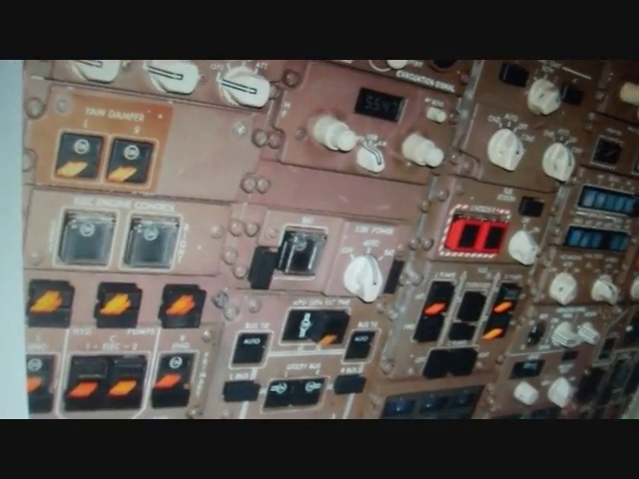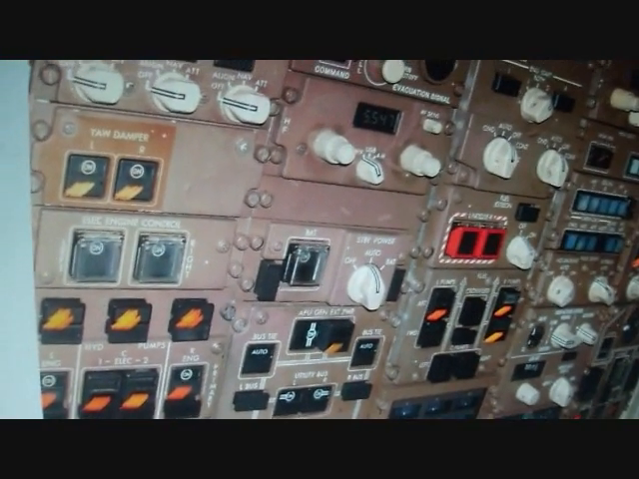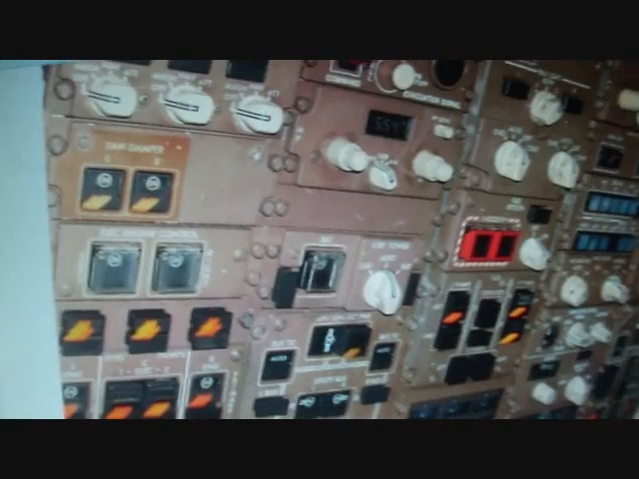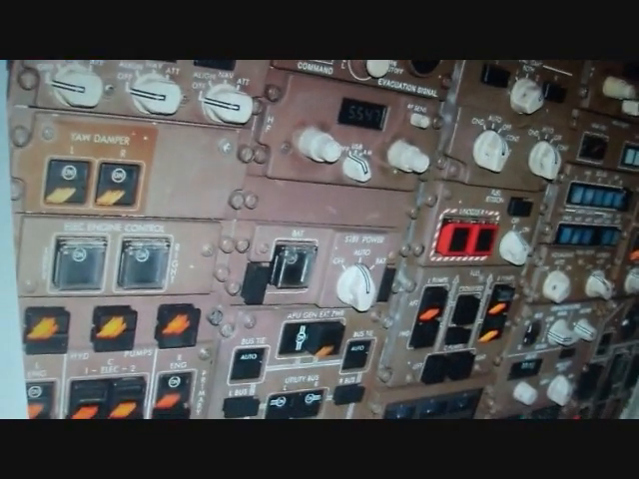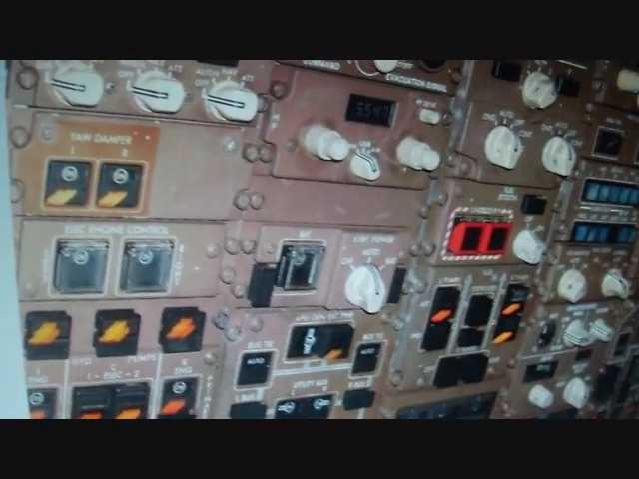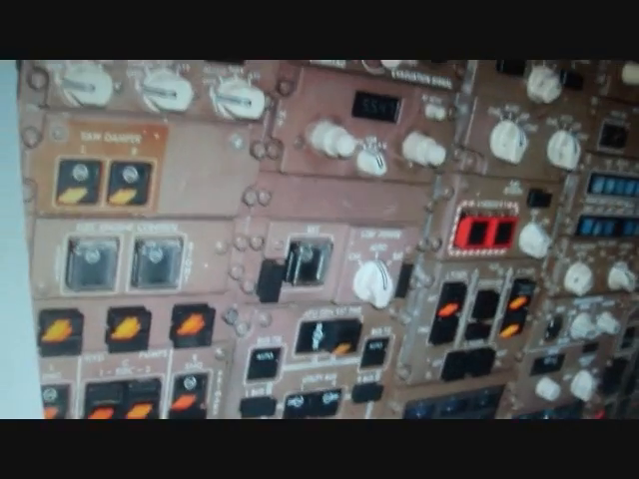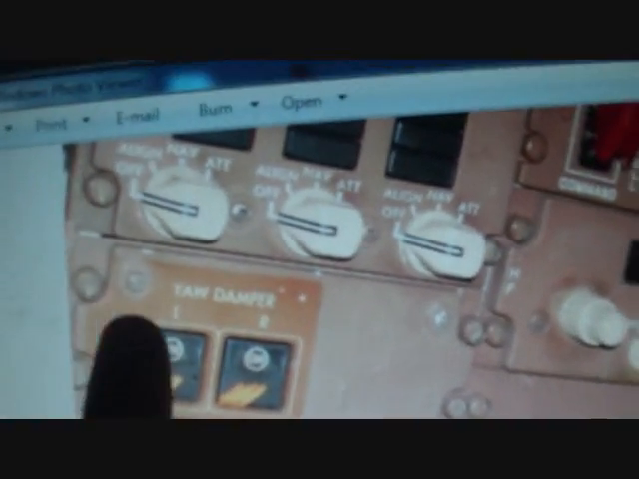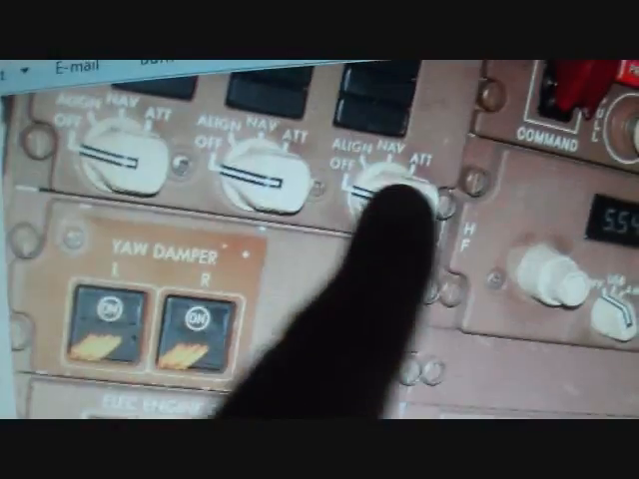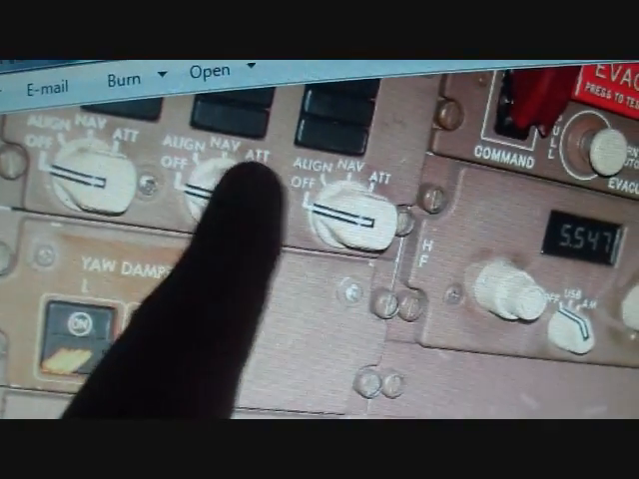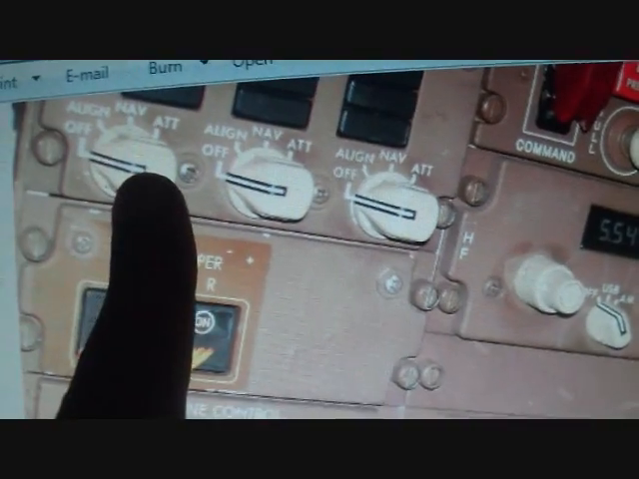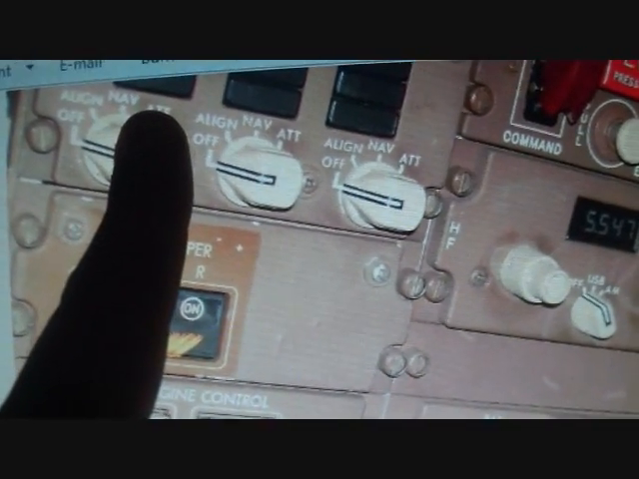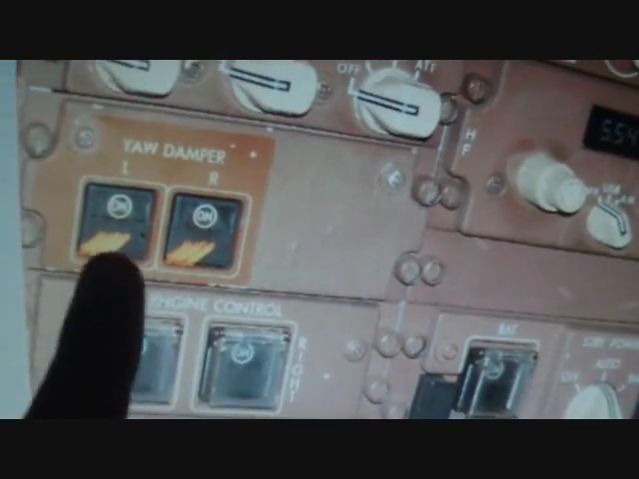Now here's a picture of a real 767 that I was in once, back in 2007. And I'm just going to go over everything, not in detail like I did before, but I'm just going to point out everything that this particular company has. Here's the IRS panels, as you can see, in nav. Align, ATT, and off. When the pilot's about to fly, they push these knobs into nav.